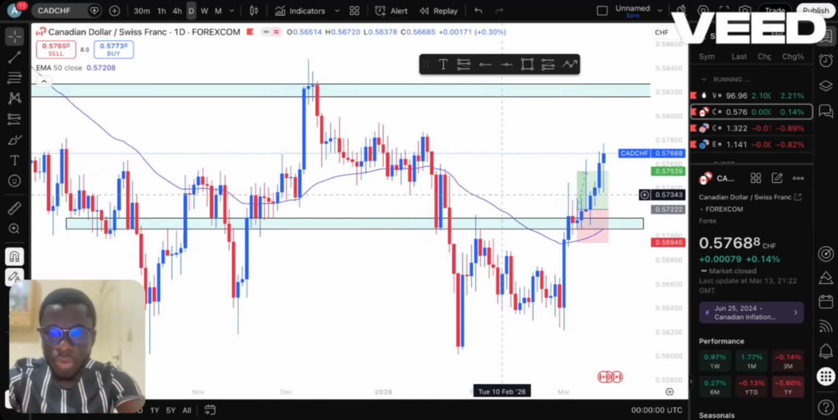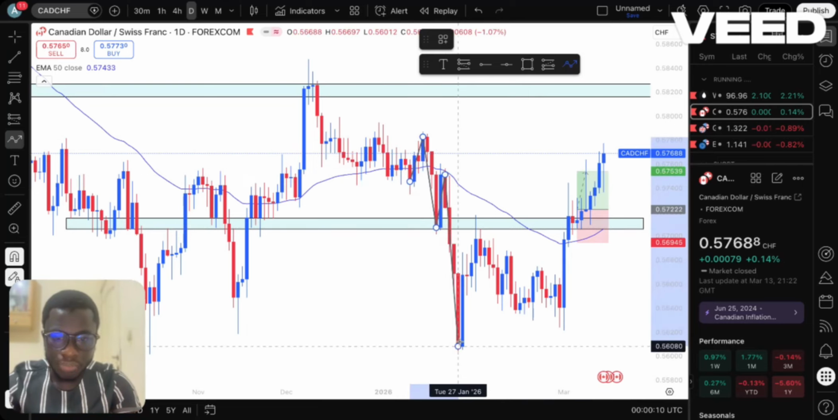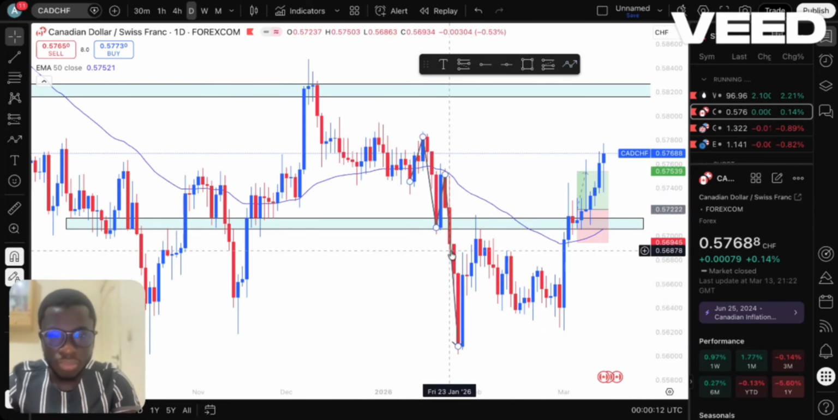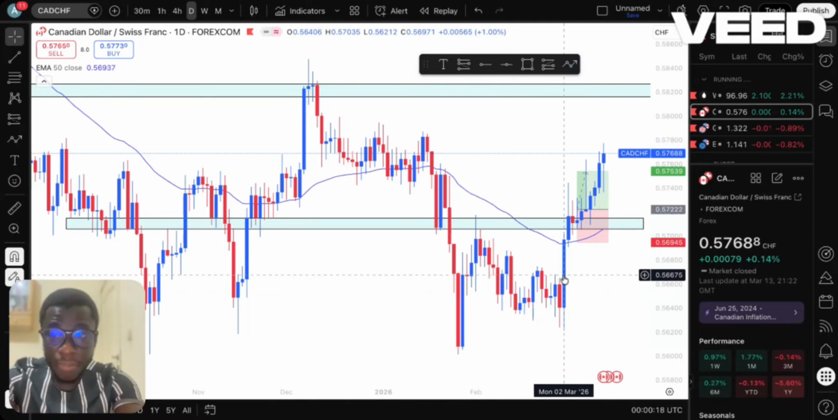On the technical side, we're making a series of lower lows and lower highs. As you can see right here, this low, this high, a lower low, a lower high, and a lower low. Okay, so the daily time frame was bearish. But I see that we have this big bullish engulfing candle on March 2nd. So I'm expecting buying momentum, bullish momentum.